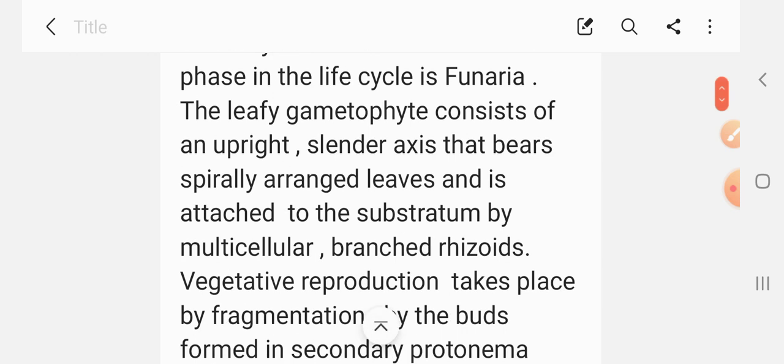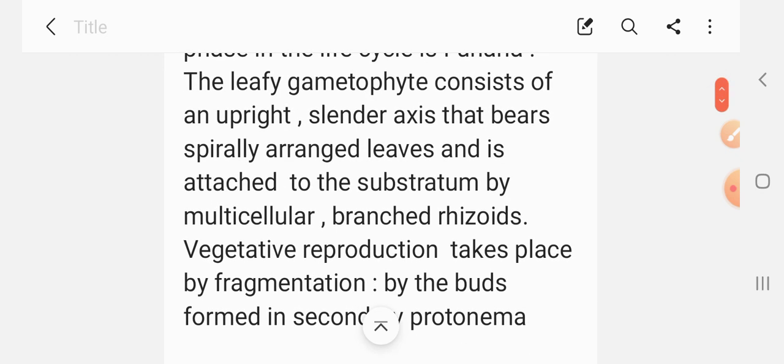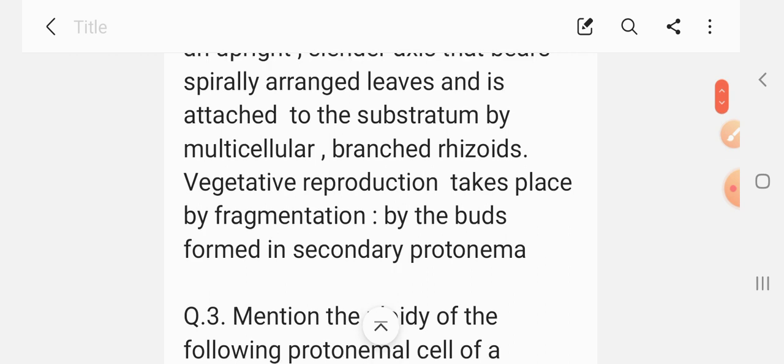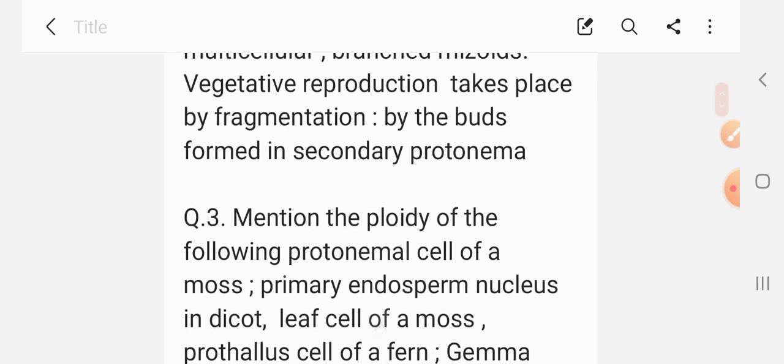The leafy gametophyte consists of an upright slender axis that bears spirally arranged leaves and is attached to the substratum by multicellular branched rhizoids. Vegetative reproduction takes place by fragmentation and by the buds formed in secondary protonema.